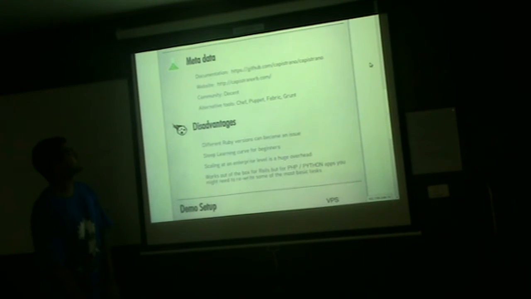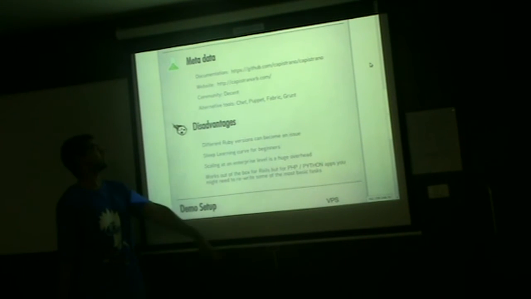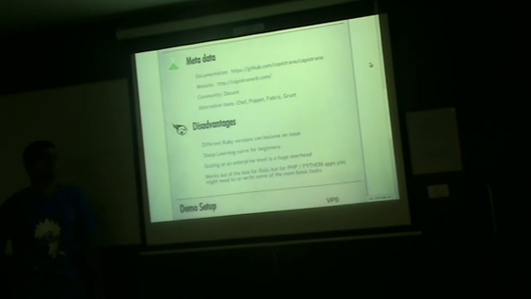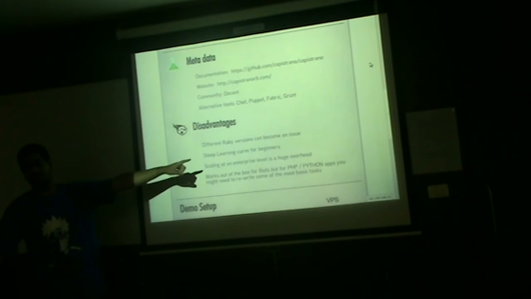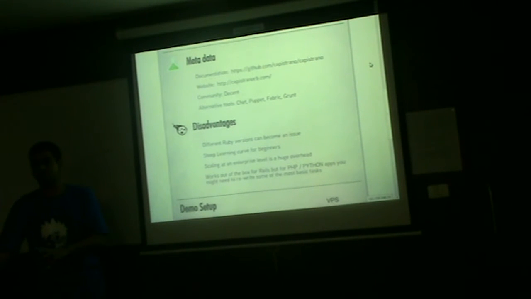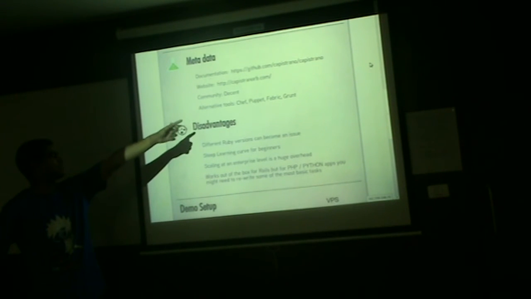Metadata, additional info, documentation: these people have a website where they have listed out a lot of examples which you can use to deploy. Just copy paste and start deploying. Community support is decent, not as good as Puppet or Chef, but quite decent, and you'll see a lot of blog posts regarding how to set up Capistrano. Once you set up Capistrano, you'll automatically come to know what you have to do next. So that's the good thing. Then there are alternative tools like Puppet, Fabric, etc.